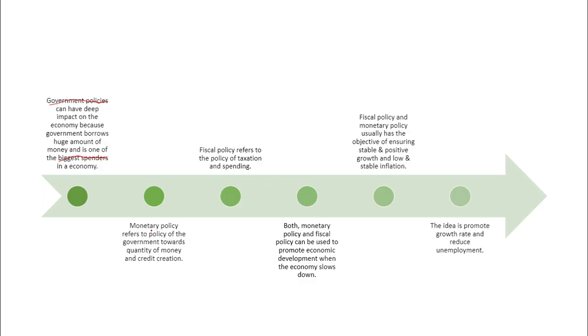Now let's have a look at what exactly is monetary policy. Monetary policy refers to policy of the government towards quantity of money and credit creation. So monetary policy is related with the amount of money that is in circulation in a country and also the amount of credit that is being given in the country. Now let me just explain it to you so that you can understand it better. When we talk about credit creation, what is the meaning of credit creation? Credit creation means when a bank gives the money it has received from its depositors to other individuals and other companies in form of a loan, that is known as credit creation. The bank is creating credit.